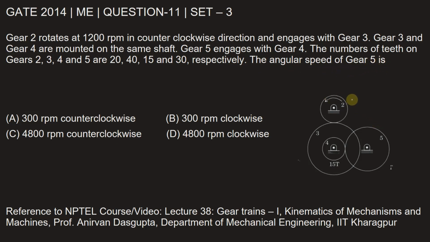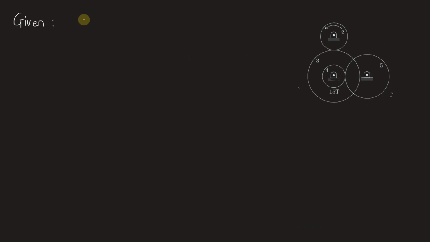Let's write the given information first. It is given that number of teeth on gear 2, let's name it T2, are 20. Number of teeth on gear 3, T3, are 40. Similarly, T4 is 15 and T5 is 30.